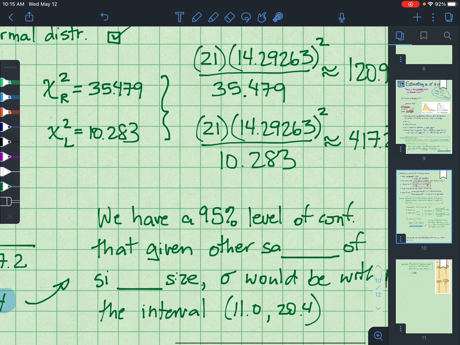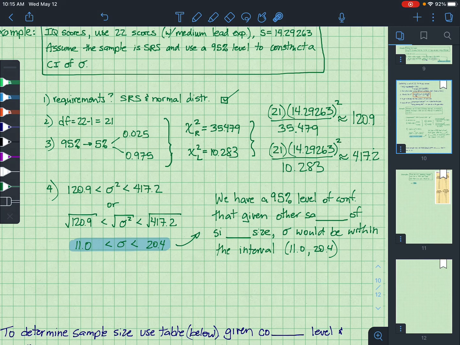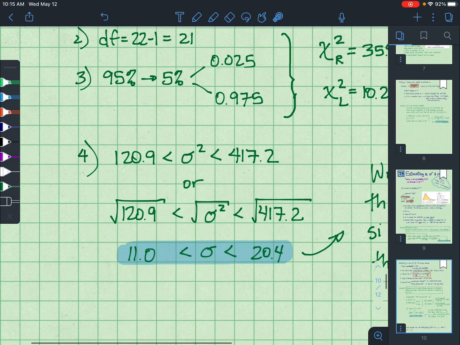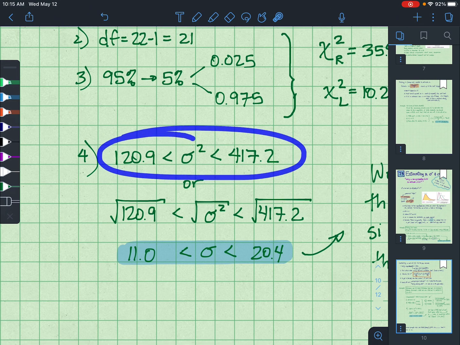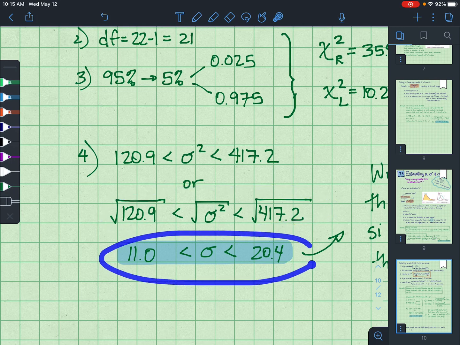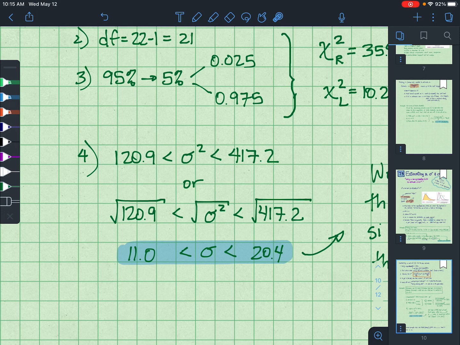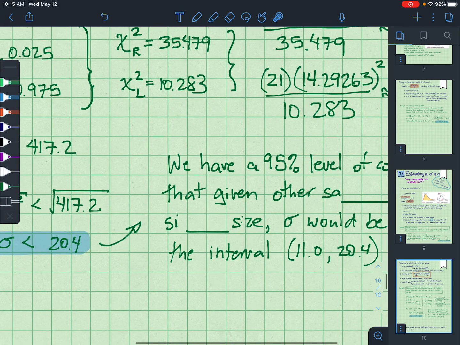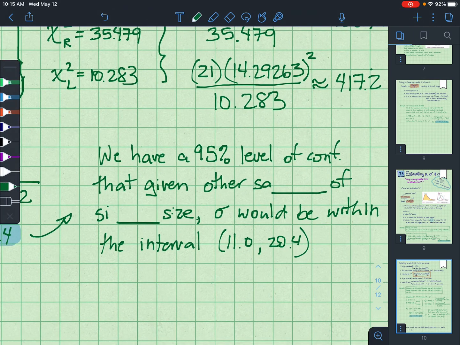Okay. So, using those values, we can then come down here, and again, we write our variance squared, take the square root to get it down to the standard deviation of 11.0 and 20.4. Okay? All right. Hopefully that made sense to you. So now we have a 95% level of confidence that given other samples of similar size, right, our standard deviation would be within the interval of 11.0 to 20.4.